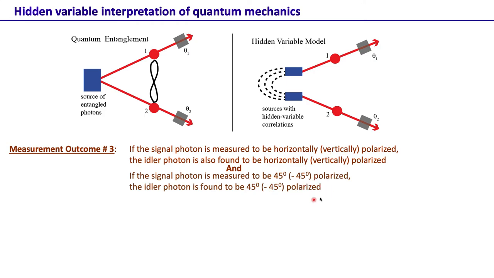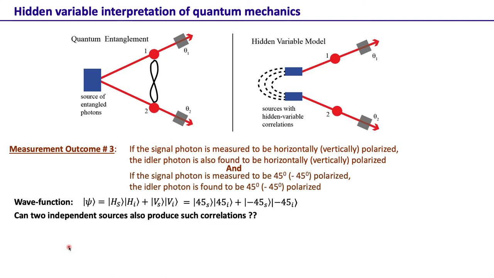So these are the set of correlated measurement results that the experimentalist is reporting. Now the question is, can quantum mechanics explain this measurement outcome? And the answer is yes. We have this wave function. This wave function will explain these measurement outcomes. And of course, the same wave function can be written in the 45, minus 45 degree basis like this. And this would be able to explain these measurement outcomes.